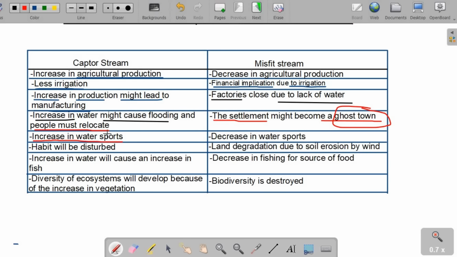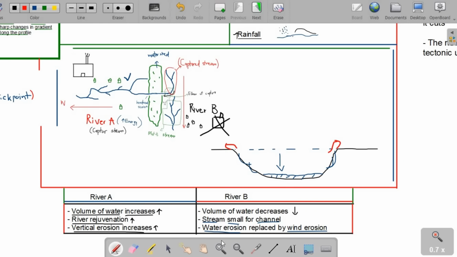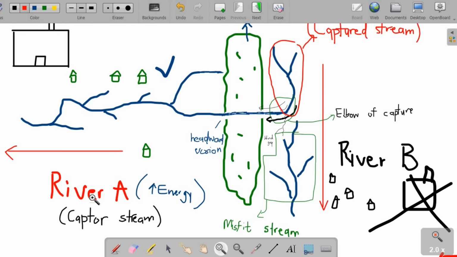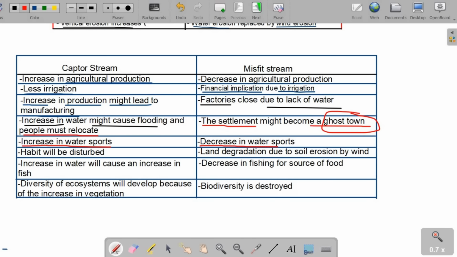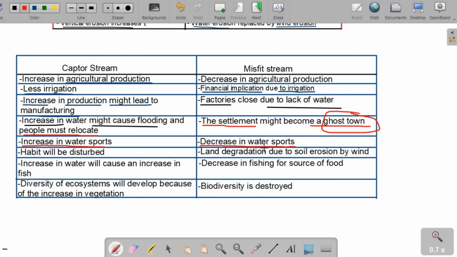Right, this side there's going to be an increase in water sports, so it's good for the economy of River A, right? So a lot of sports there will be hosted, and the municipality will indeed be funded by those competitions, okay, and therefore be able to provide services for their communities. This side there's going to be the decrease in water sports. If it was known for a lot of water sports there, then it's no longer going to be, because there's not going to be enough water for us to participate or host water sports.